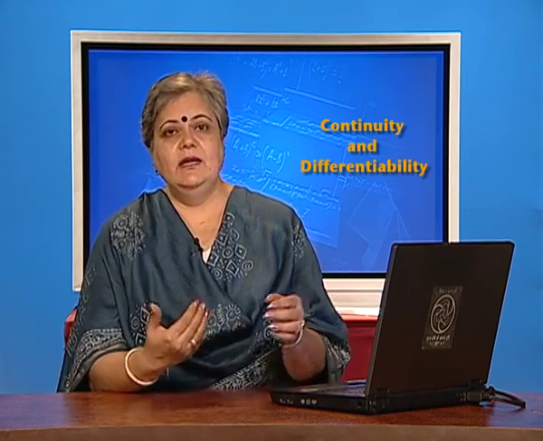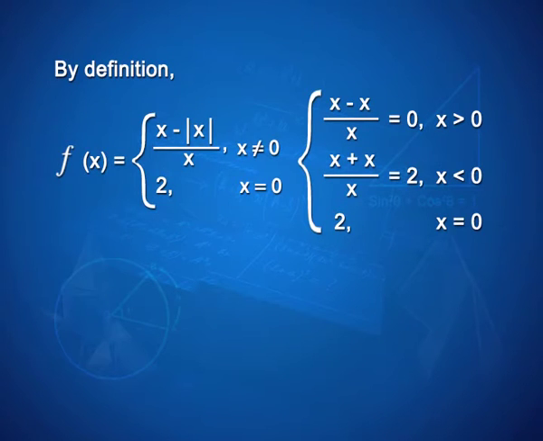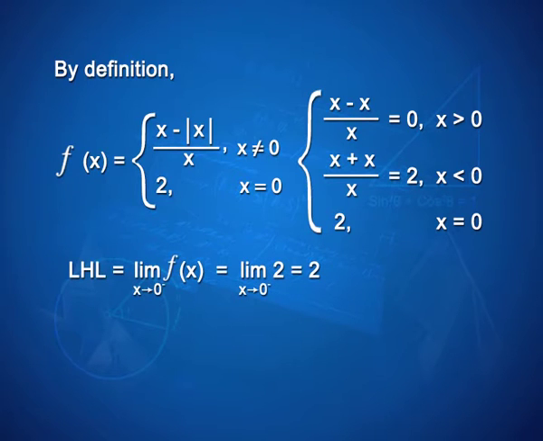So, keeping that in mind, let us redefine our function. For x greater than 0, |x| is x, simplify and you get f(x) equal to 0. When x is less than 0, |x| takes the value minus x, and therefore, it all simplifies to 2. At x equal to 0, the function takes the value 2. So, we are interested in discussing whether the left hand limit is equal to the right hand limit or not.